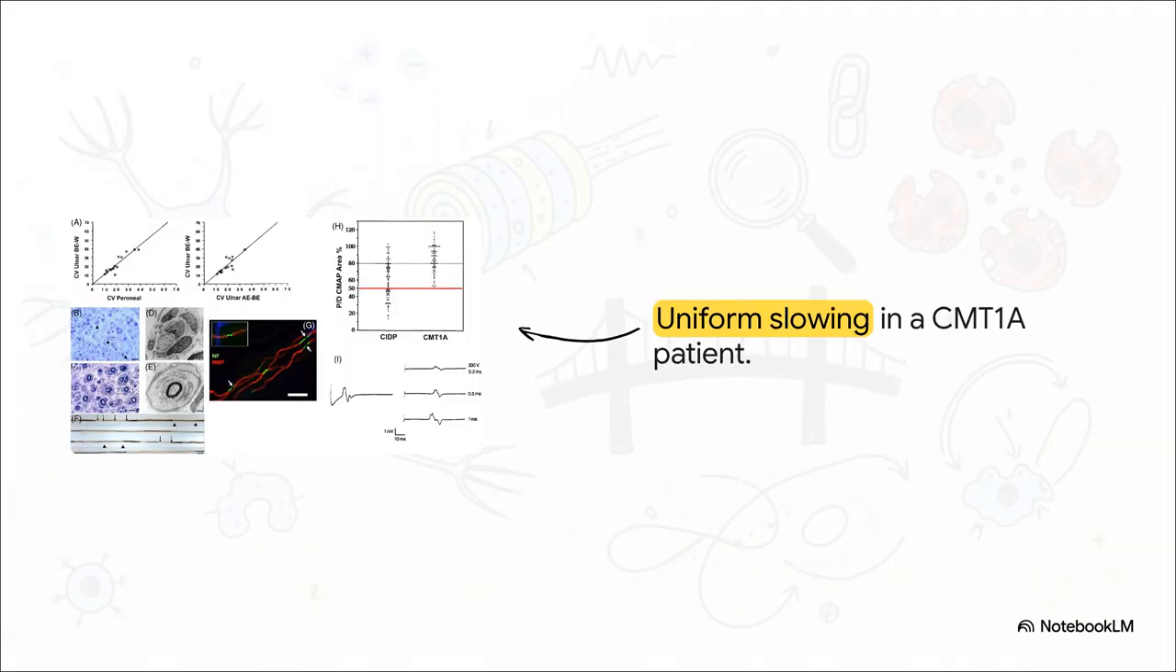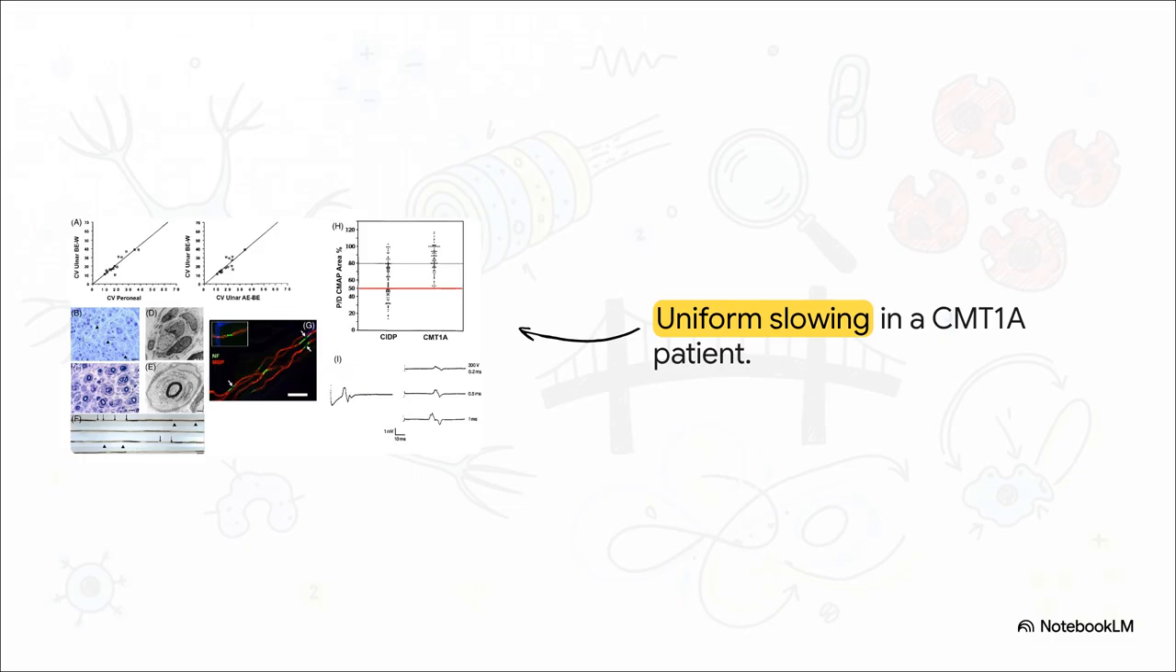Let's take the classic example of uniform slowing, Charcot-Marie-Tooth disease type 1A, or CMT1A. When you graph out the conduction velocities for this disease, it creates an almost perfect line. The velocities are uniformly slow in every single nerve segment. Why? Well, CMT1A is caused by the duplication of a specific gene called PMP22. Having too much of this protein creates a developmental defect.